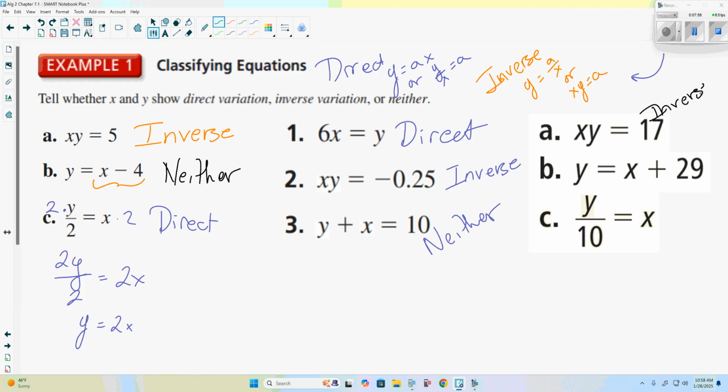The inverse for the first one. Neither for B. C would not be neither. It would be direct. So another way we can look at this is 1/10 y equals x. Or we can multiply both sides by 10, telling us y is equal to 10x. Both would give us the same amount.